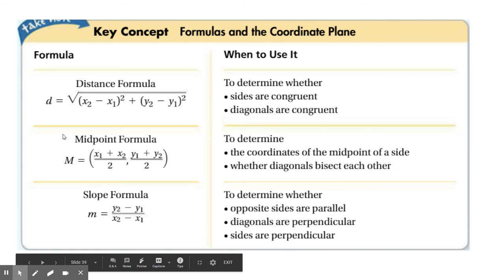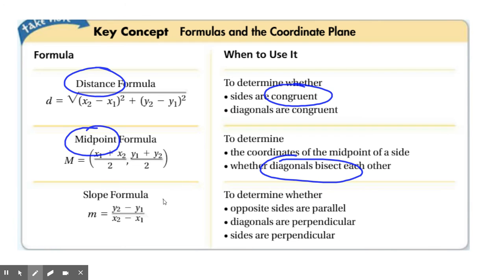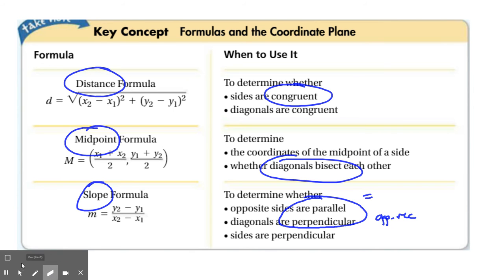Key concepts here. So again, if you're going to do any coordinate proofs involving parallelograms, you need to know when to use each formula. So distance formula shows congruence. Midpoint formula shows whether the diagonals bisect each other, so it might be helpful. And then slope formula is showing parallel and perpendicular. Remember, parallel is equal, perpendicular is opposite reciprocal. So use them when you need to.